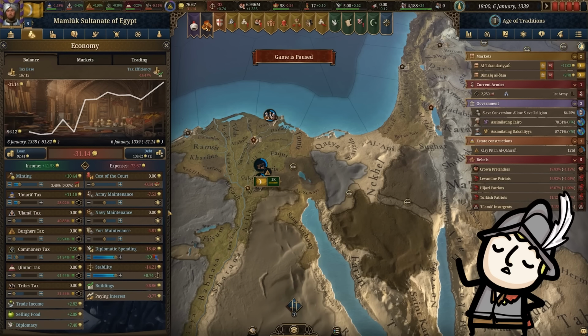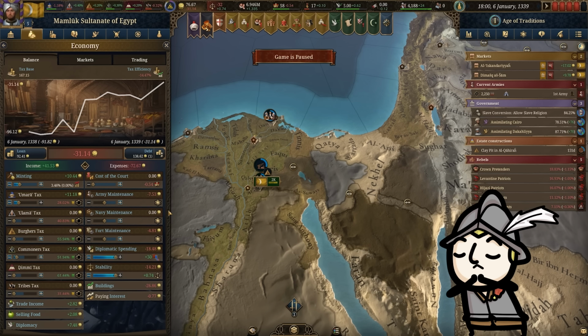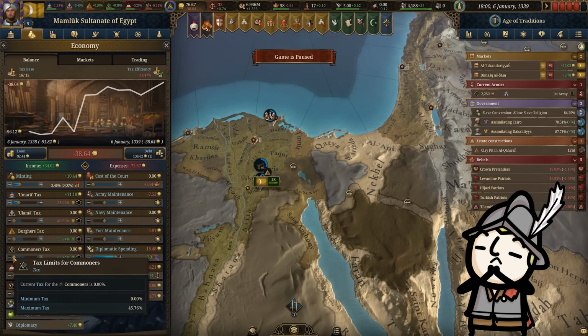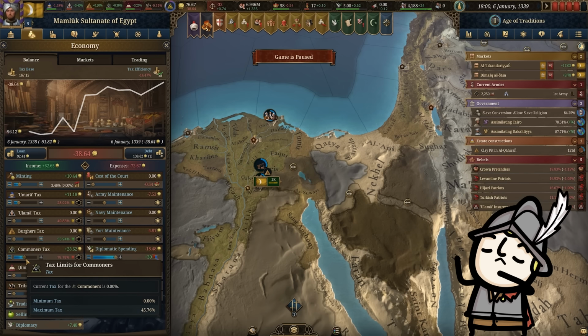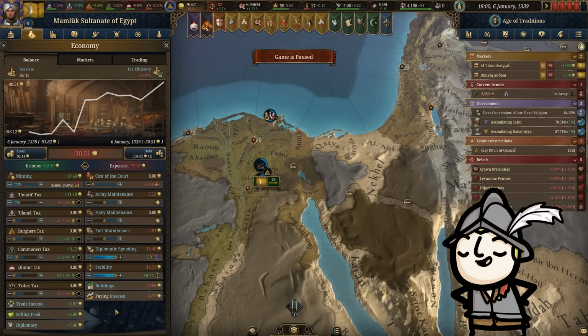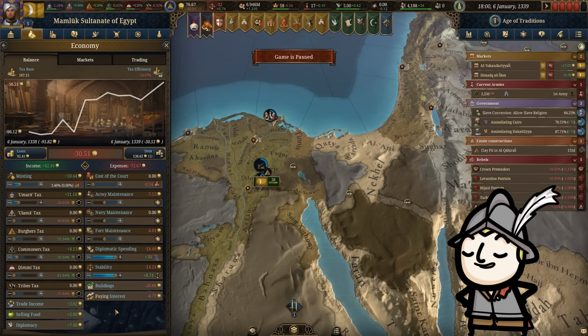How much you end up taxing each individual estate is going to end up being very situational. Low taxes means satisfaction will be increasing. High taxes means it will be gaining more ducats for the national treasury. You could usually find a balance point somewhere in the middle where satisfaction will remain stagnant and you still will be making a little bit of money.